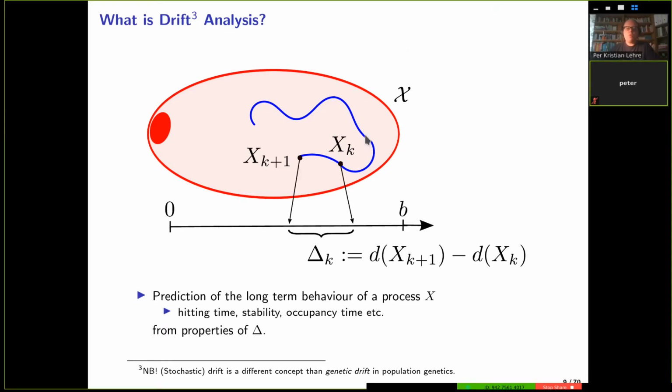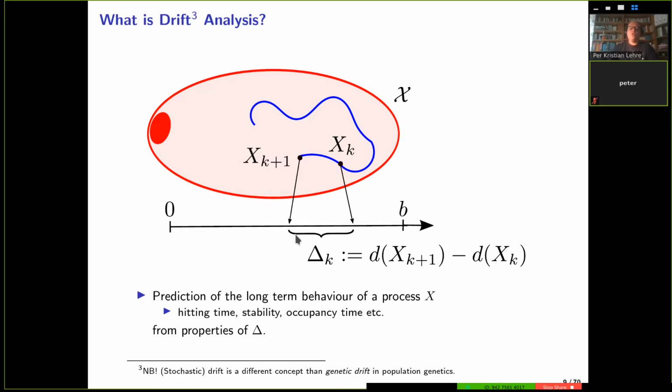So what we do in drift analysis is that we introduce some sort of potential or distance function. For each state, we map the state to some real number. The choice of the distance function depends on the particular application. Here we call the distance function d. So instead of having a stochastic process in this huge space X, we have a stochastic process on this real line. At time k, we have a certain distance here, and at the next generation, k plus 1, we have a new distance.